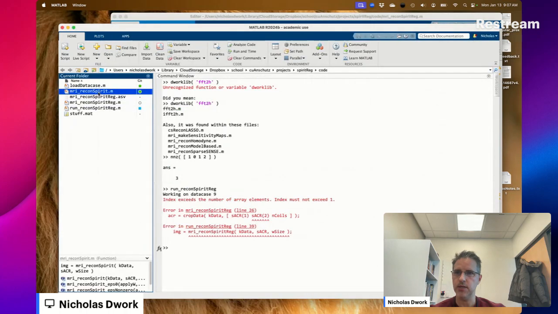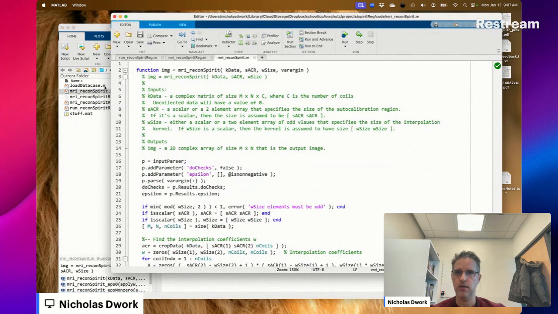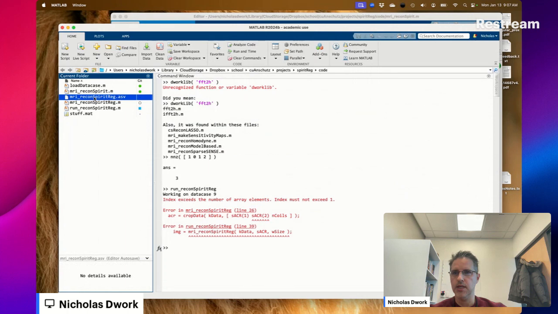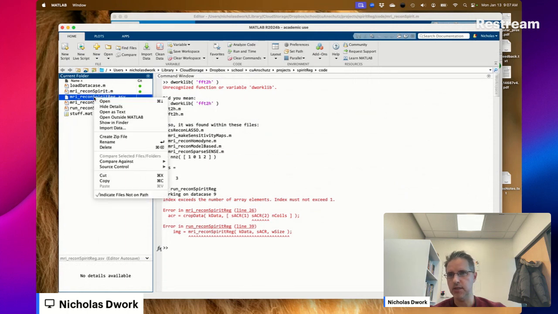Okay, it's a simple fix. I think this is pre-compiled, but I clearly don't want to do that right now.